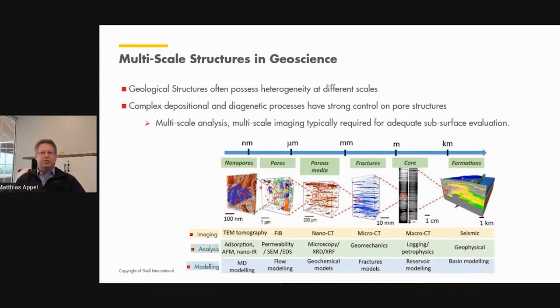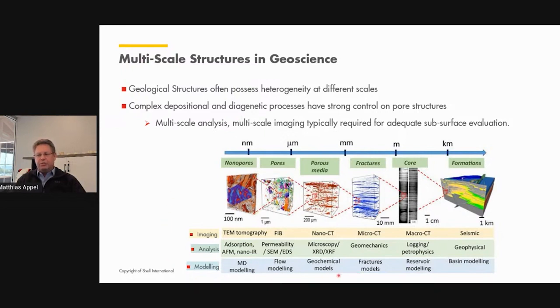What we know is that geological structures typically possess heterogeneities at different length scales. And for the Brazil work with the pre-salt carbonates, I think you are in an almost extreme example of heterogeneity from a geoscience point of view. That is because very complex depositional and diagenetic processes will control the pore structures. And because of that, a single imaging technique, a single resolution, a single physical measurement is not sufficient to adequately describe the entire pore structures.